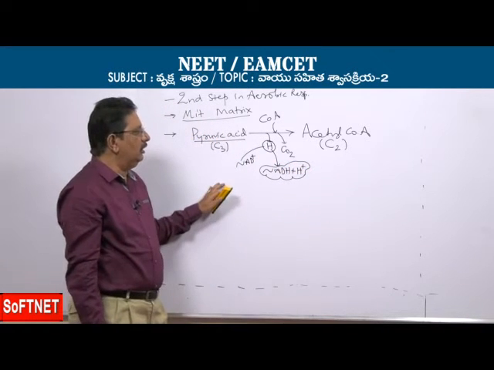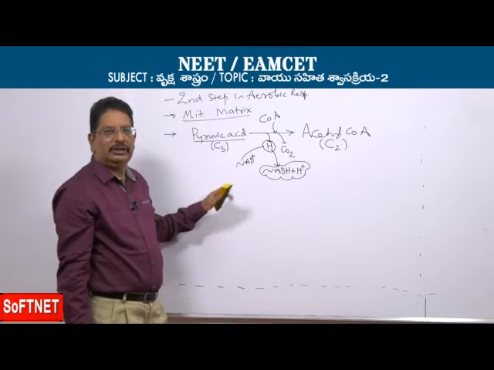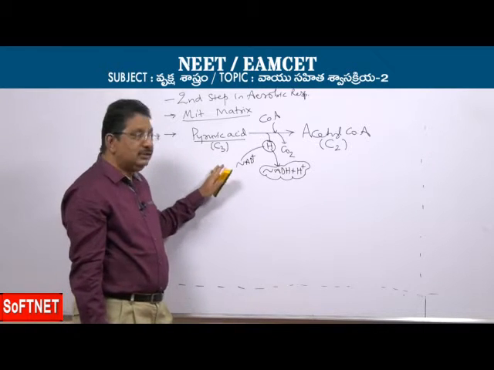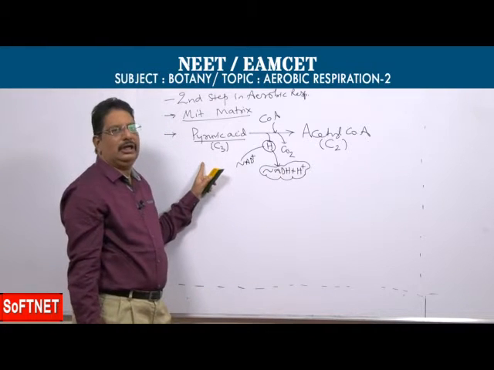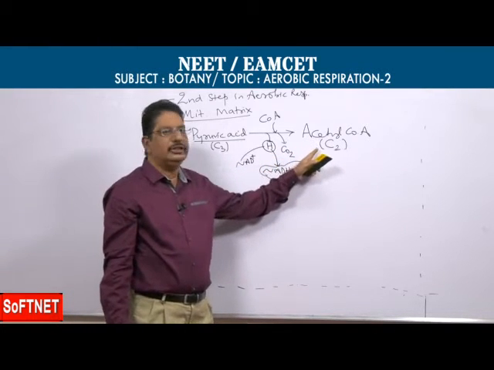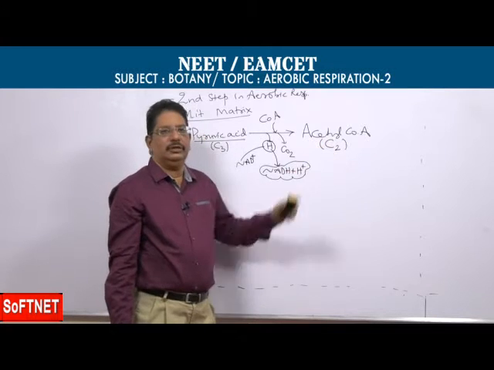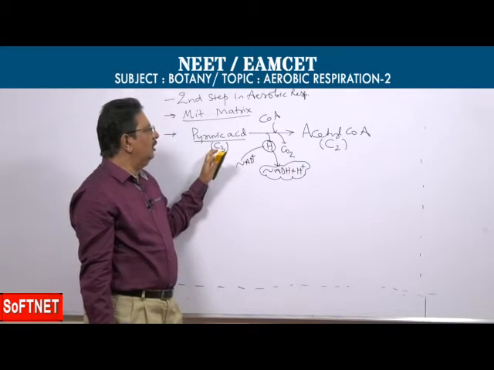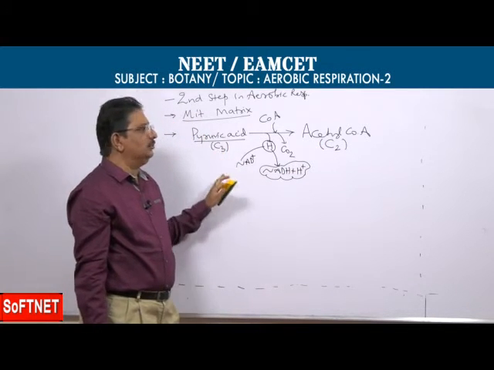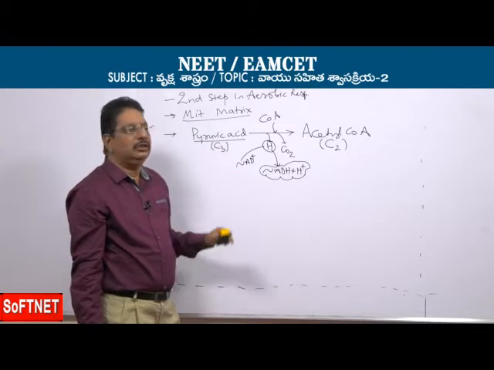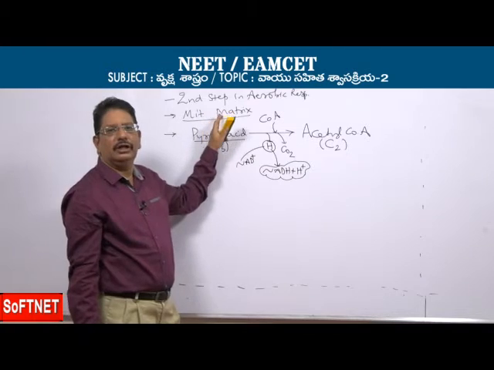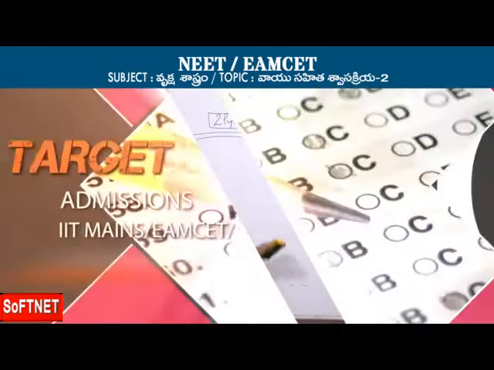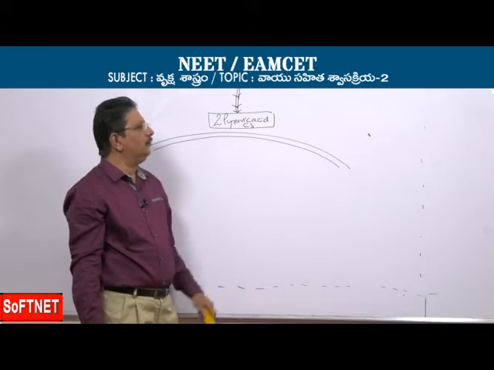So this is called a partial oxidation and decarboxylation of pyruvic acid into acetyl coenzyme A. This is catalyzed by a complex set of enzymes available only in the mitochondrial matrix. So let us see the actual process of the link reaction.